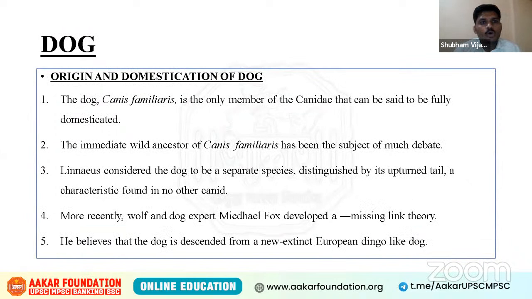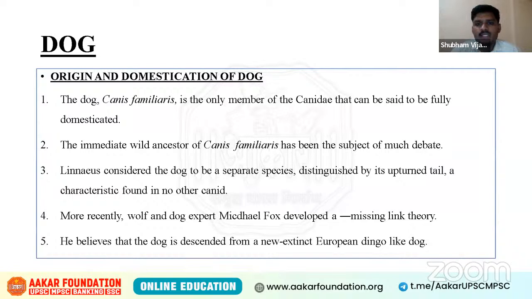Now we'll start with the dog, and we'll start with a little bit of history. First of all, we'll see its origin and how the domestication of the dog started. The dog's scientific name is Canis familiaris. It is the only member of the Canidae family that can be fully domesticated. The immediate wild ancestors of Canis familiaris have been the subject of much debate.